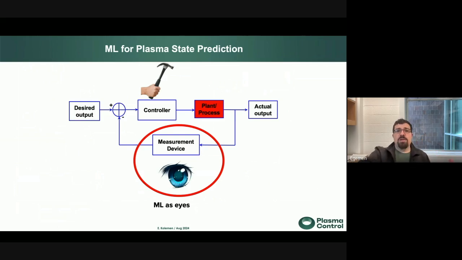So the way to think about control is, we have this desired input, we have the hammer, that's our controller, and the plant is our fusion reactor, and we have the measurements, that's our eyes. So I'll talk about how we can think of the eyes and do the ML with the eyes part, and then the control part, and how to combine it together.